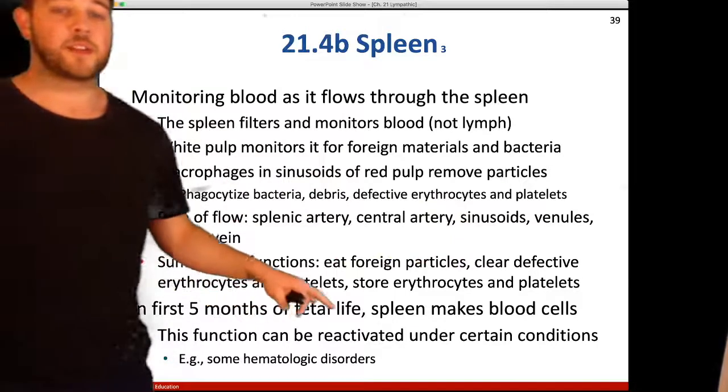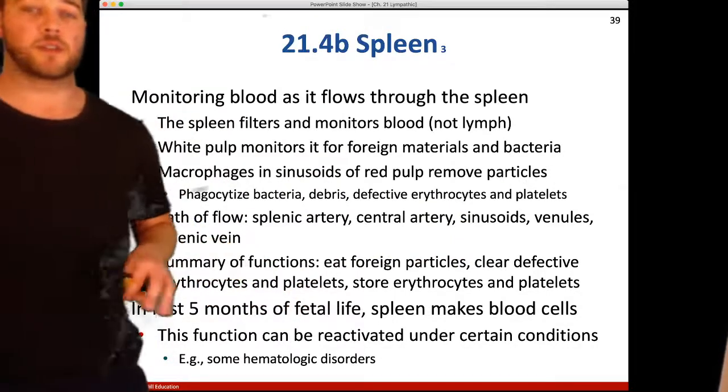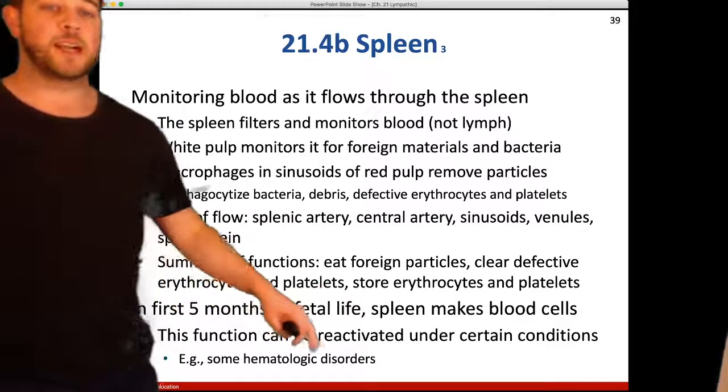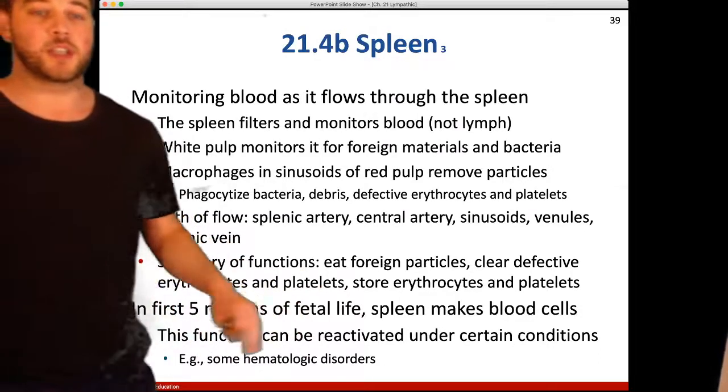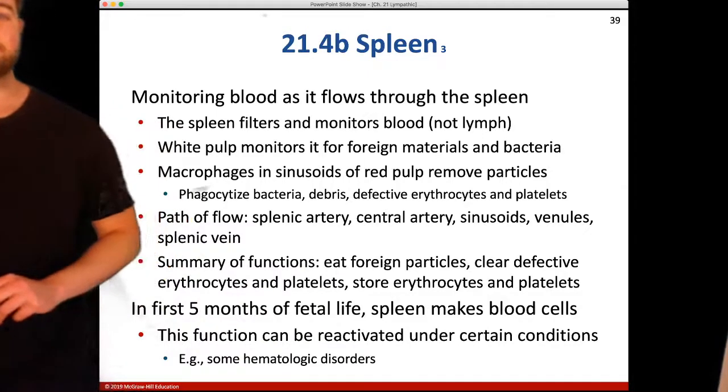In the first 5 months of fetal life, the spleen is making your blood cells rather than your red bone marrow. This function can be reactivated under certain conditions. Hematologic disorders could activate that.